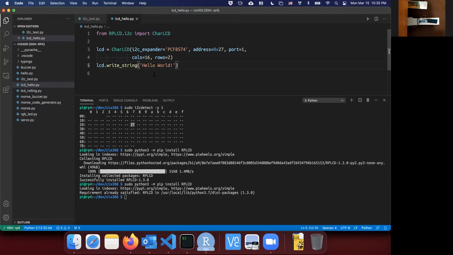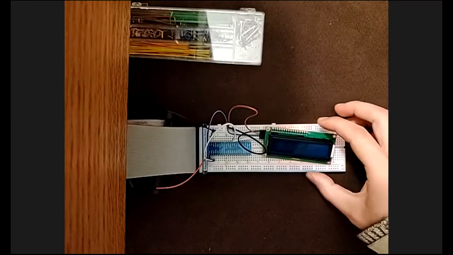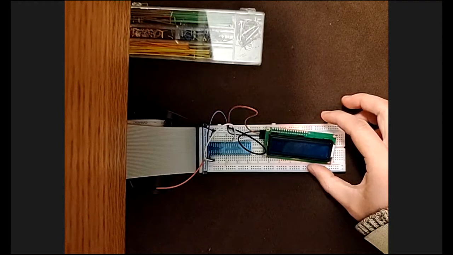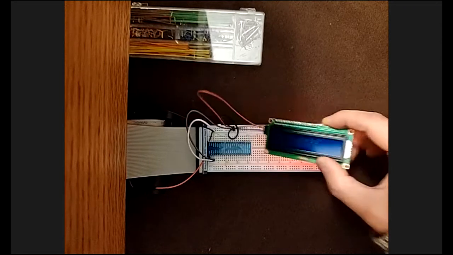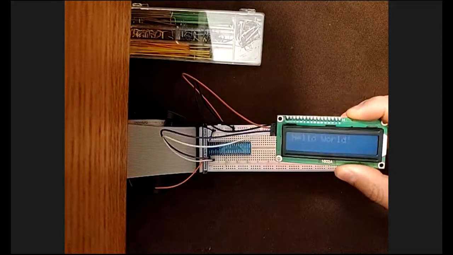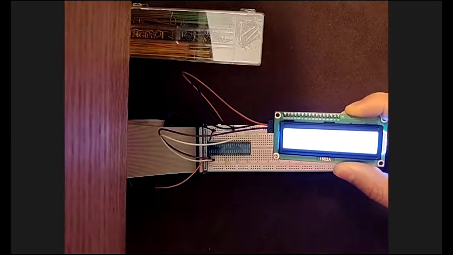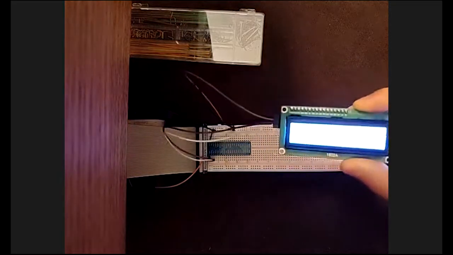All right. I've got this little program here that I'll just run. Let me switch to the camera. Let me hold this a little higher so you can see a little better, hopefully. All right, I'm going to run this. That's it.